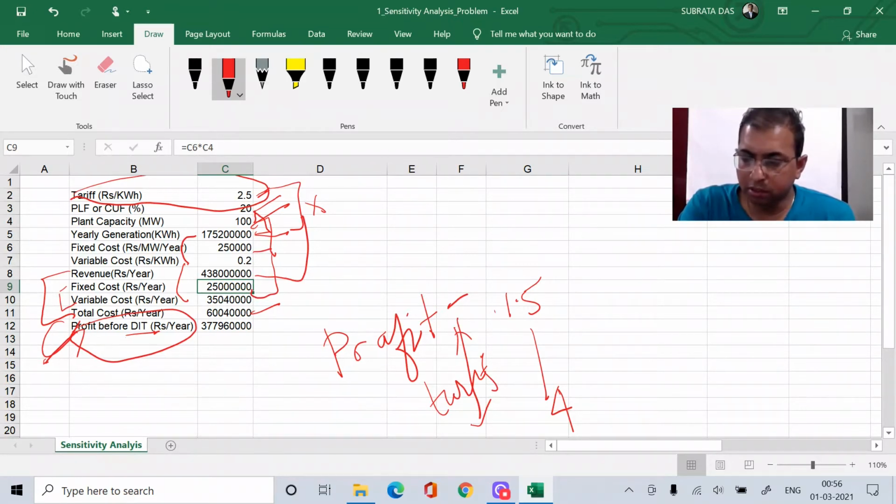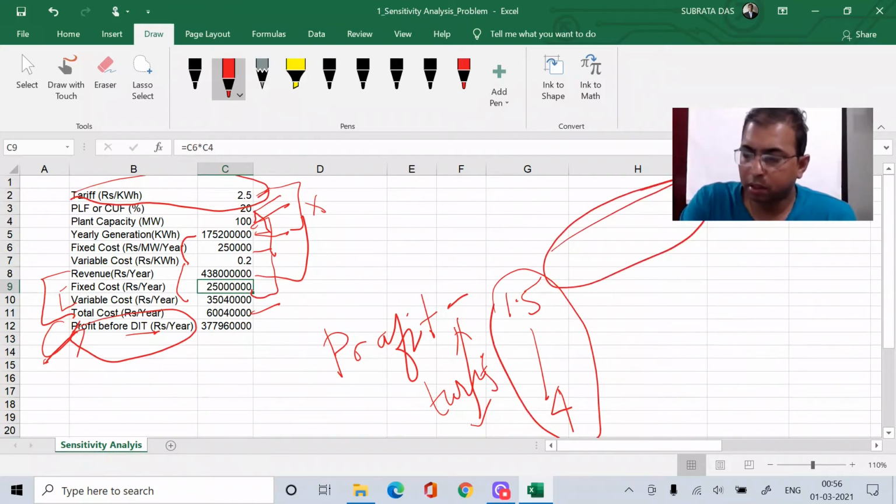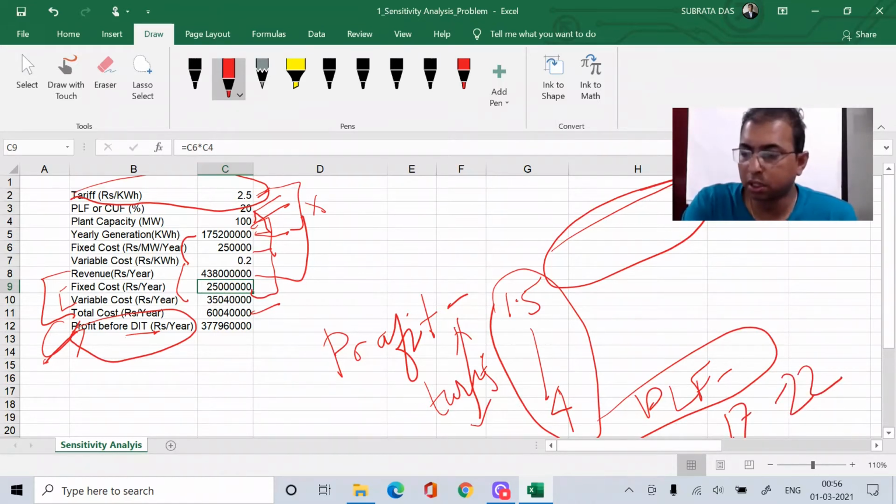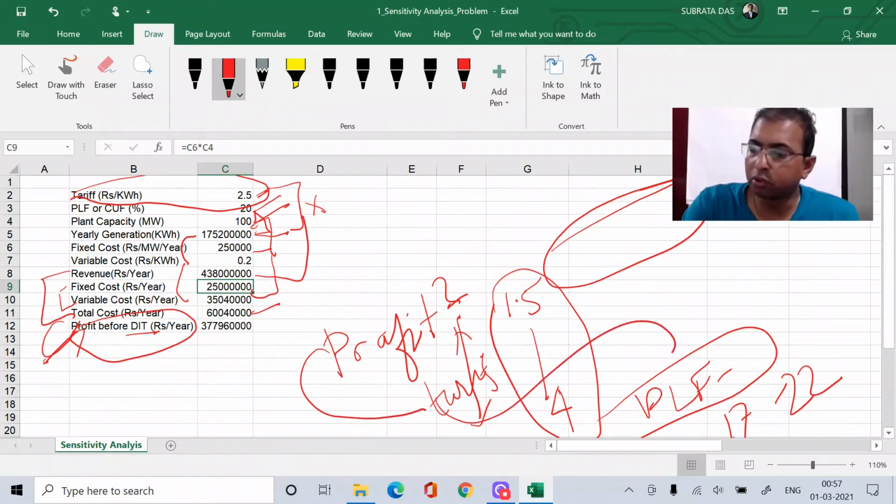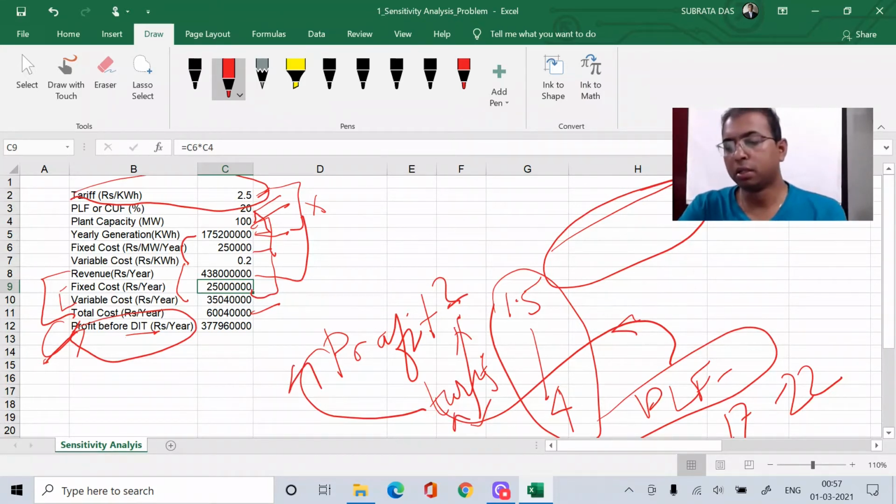Similarly, if tariff varies in this range, and at the same time PLF varies from 17 to 22%, currently PLF is 20, what would the profitability be? So we want to calculate the sensitivity of profit with respect to tariff and with respect to PLF. This is the problem we want to calculate.